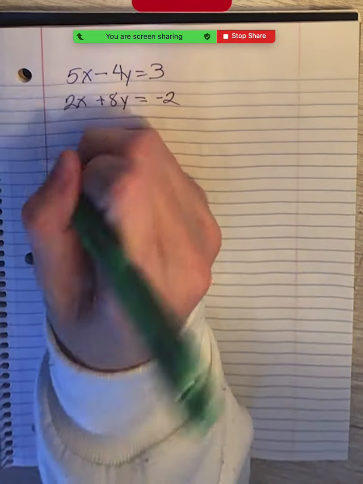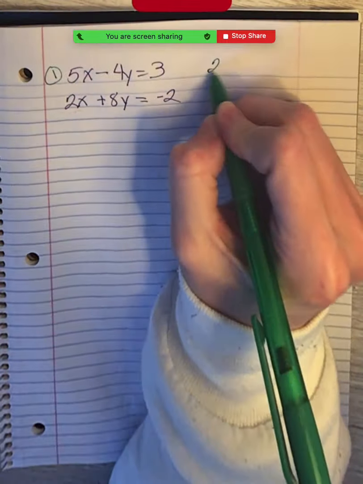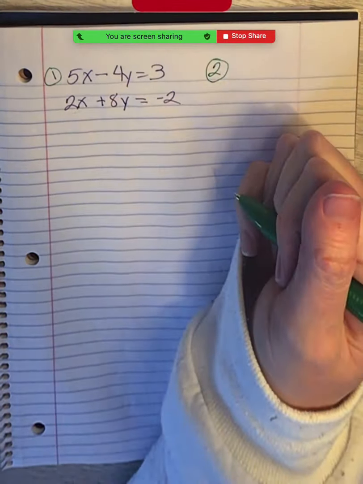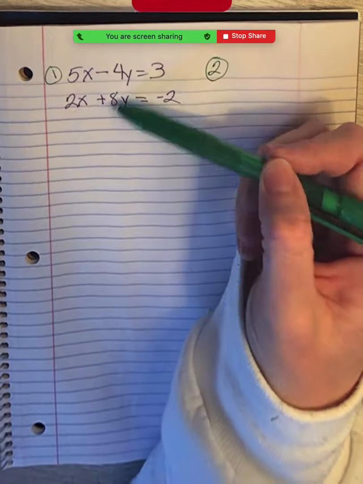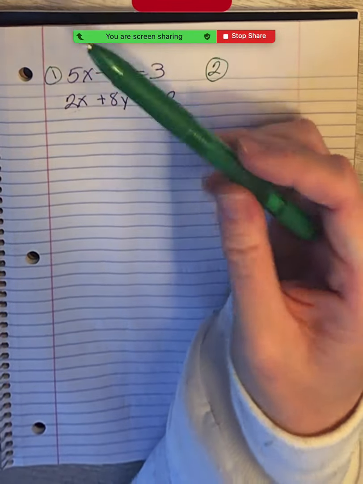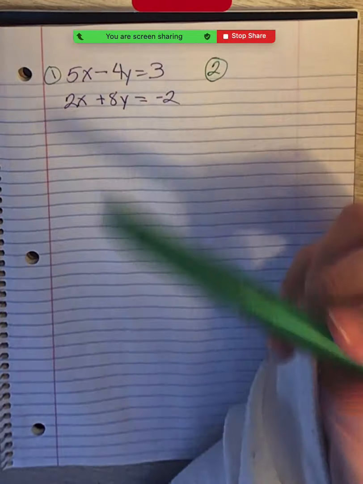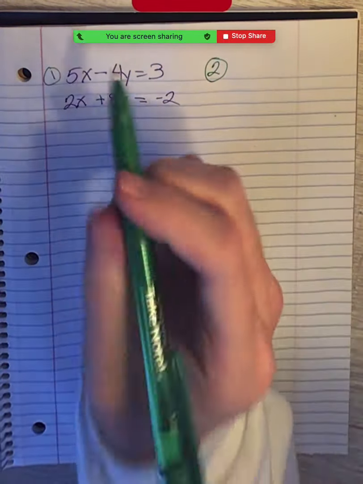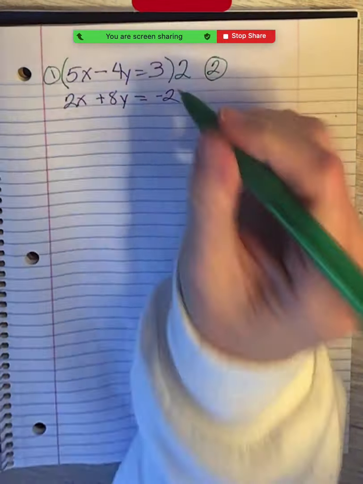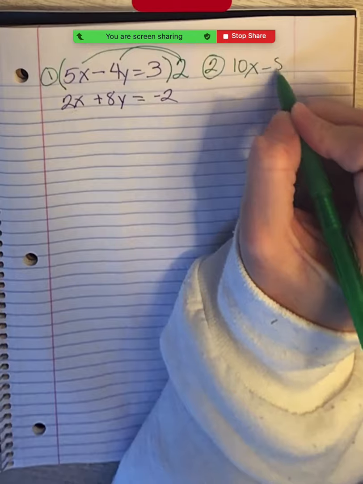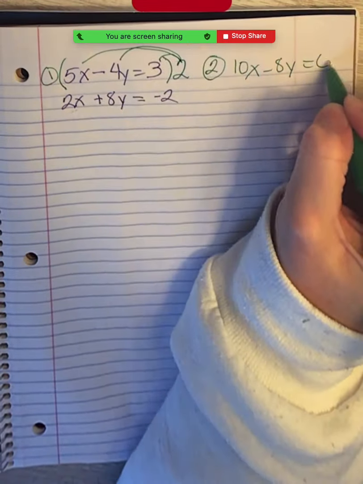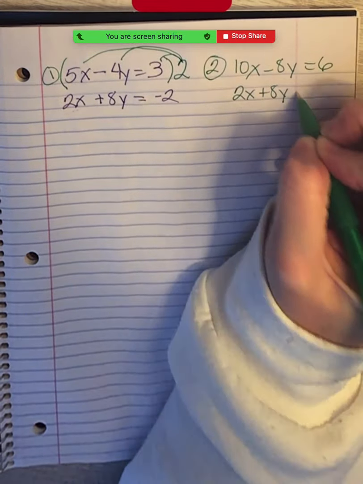The second step says that I need coefficients to be opposites on one of your variables. So I have a 5 and a 2. They're not opposite. I have a -4 and an 8. They're not opposite. So I need to decide, do I want to cancel out my x's or my y's? It's going to be easier to cancel out the y's because all I need to do is multiply this entire equation by 2 to make opposite coefficients. So I get 10x minus 8y equals 6. And I didn't change this second equation, so that's 2x plus 8y equals -2.